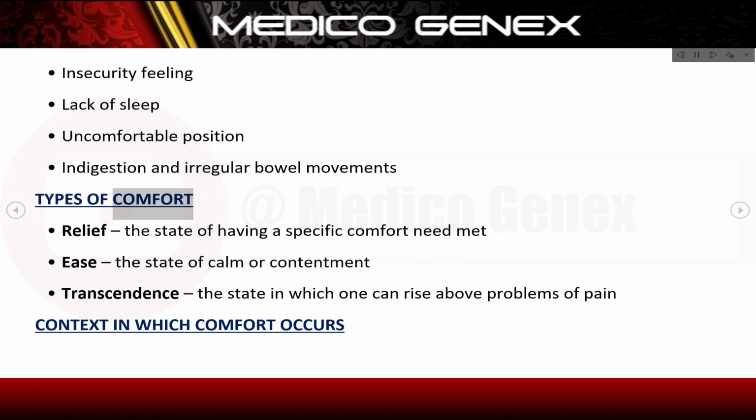Types of comfort. Relief, the state of having a specific comfort need met. Ease, the state of calm or contentment. Transcendence, the state in which one can rise above problems of pain. Context in which comfort occurs.